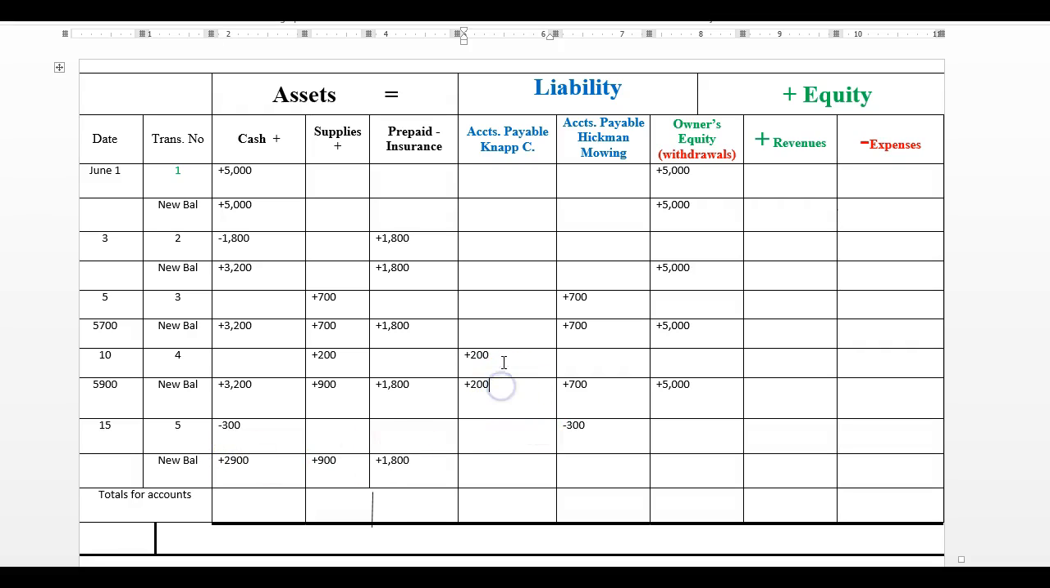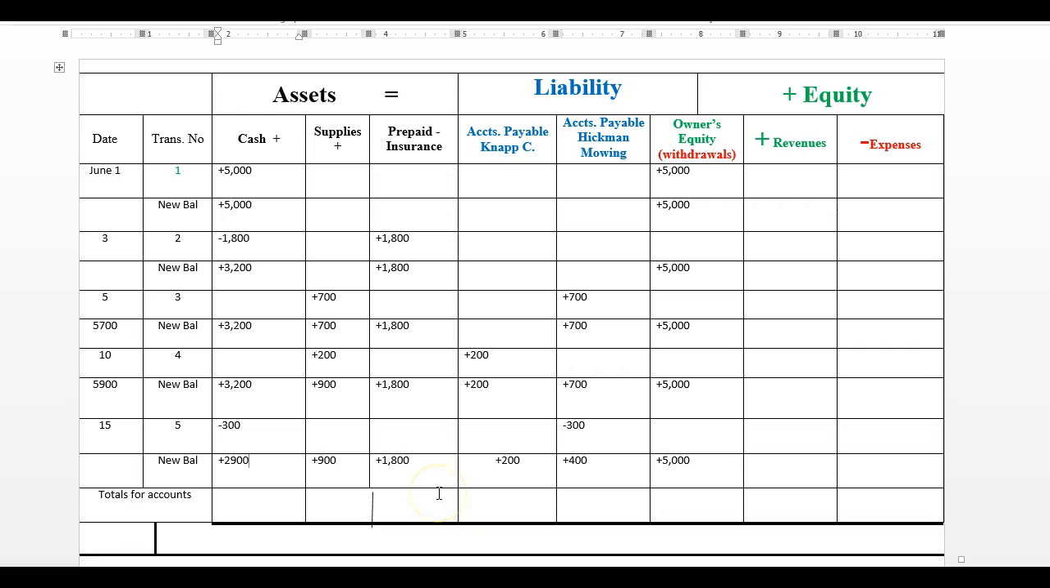Now, we still owe the $200 for Knapp. But now we have to look at Hickman Mowing. Before the new balance was $700. On the 15th, we paid $300 on the account, so we subtract. 700 minus $300 is how much? Exactly. We still have a $400 plus balance, and then our balance in our capital account has remained the same.